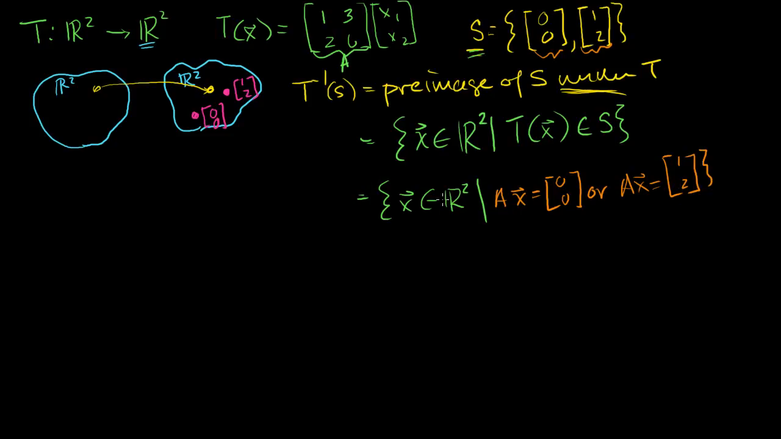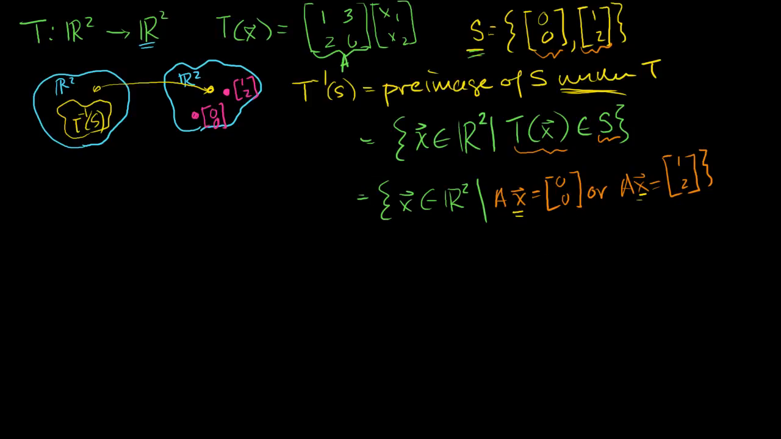This is the exact same statement as this one right here. I just made it a little bit more explicit in terms of our actual transformation, A times x, and in terms of what our actual set is. Our set is just 2 vectors. So if we wanted to determine the preimage of S, so we write that the preimage of S under T, that set there, we essentially have to just find all of the x's that satisfy these 2 equations right there.